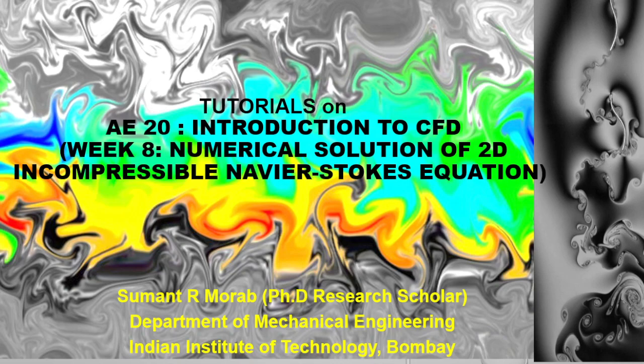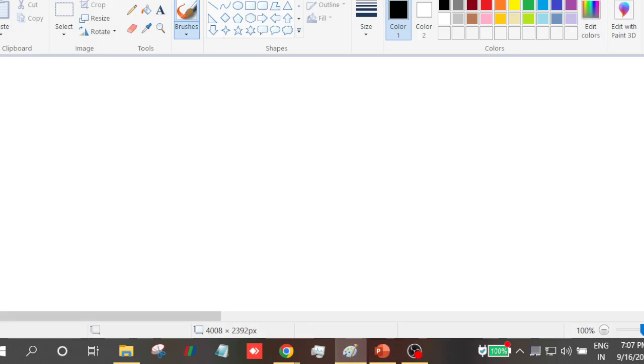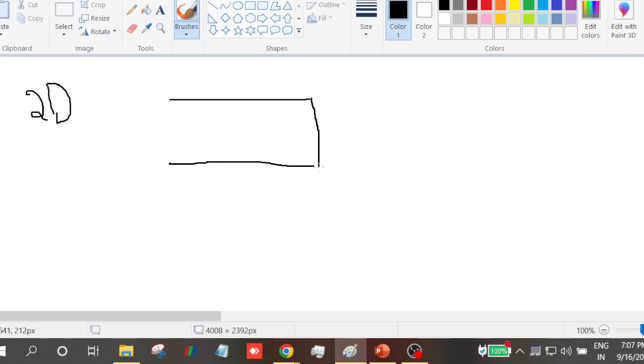So coming to this week's content, there are three main things present in the title of this week 8: 2D incompressible Navier-Stokes equation. If we split this into three parts, one is the 2D. In many flow situations, the flow becomes 2D. For example, when you are trying to solve flow in a channel, you can take a flow in a duct.